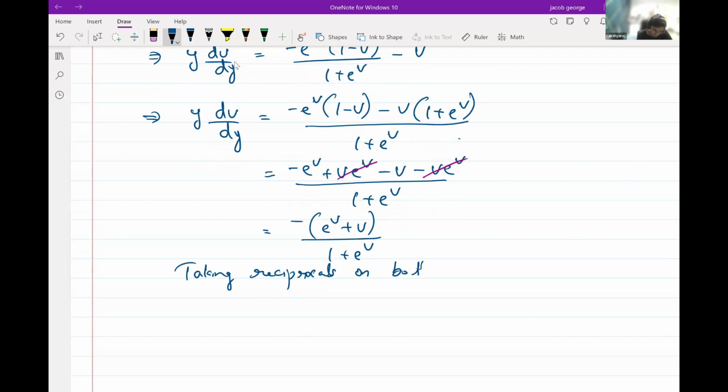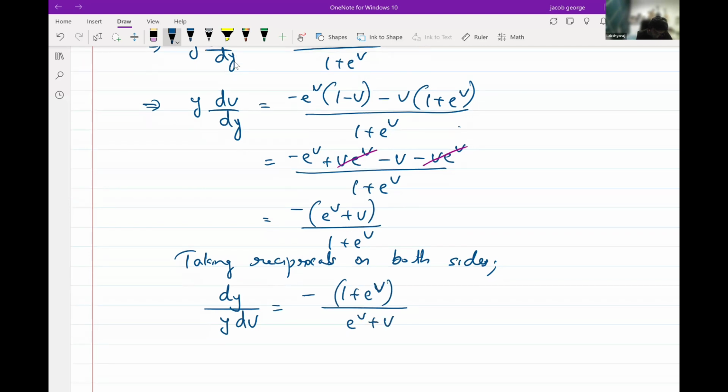Left hand side becomes dy by y dv is equal to minus 1 plus e raised to v. I kept that minus in the numerator, divided by e raised to v plus v. Positive by negative is negative, so that negative can be kept there in the numerator. Clear?